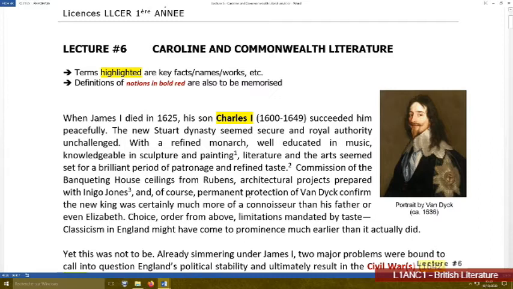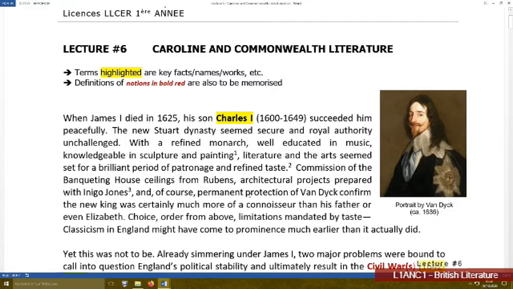Commission of the banqueting house ceilings from Rubens, you can still see them today in London, architectural projects prepared with Inigo Jones, and of course permanent protection of Van Dyck, confirm the new king was certainly much more of a connoisseur than his father or even Elizabeth. Choice, order from above, limitations mandated by taste. Classicism in England might have come to prominence much earlier than it actually did.